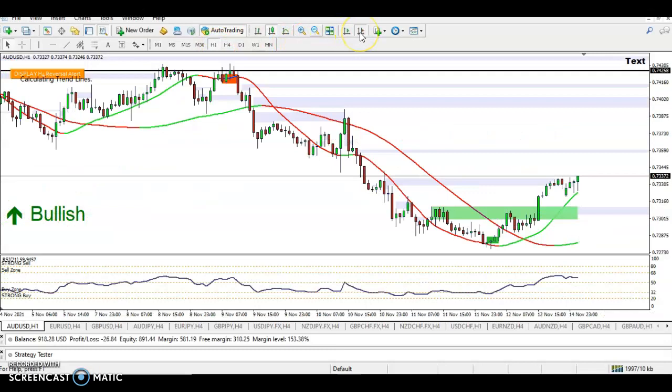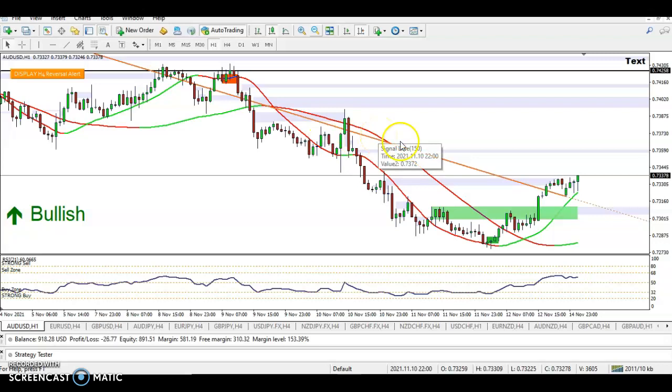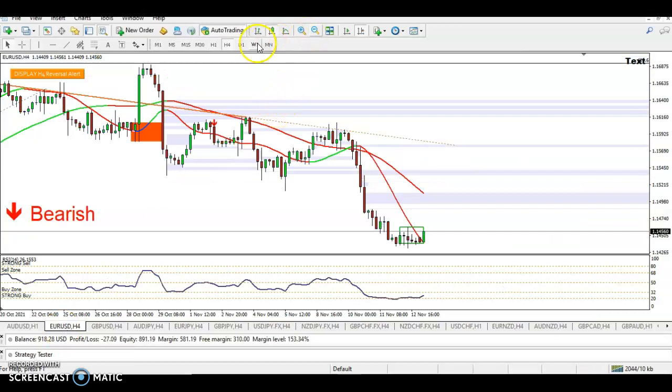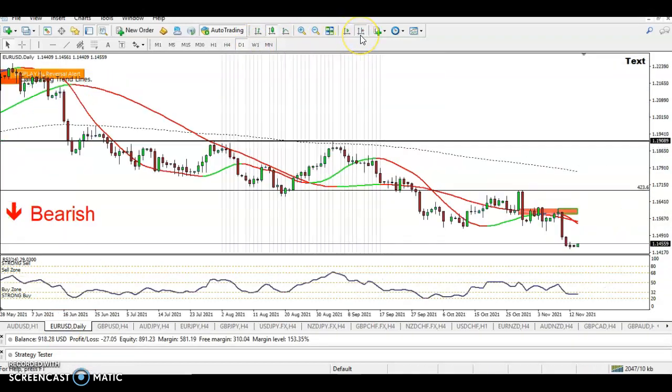So there's the hour 1, and the HMAs did cross on the hour 1, but I still would wait for the CLT report to give us a bullish price action on the odd US. And here's the daily odd US. We're still bearish for the week.